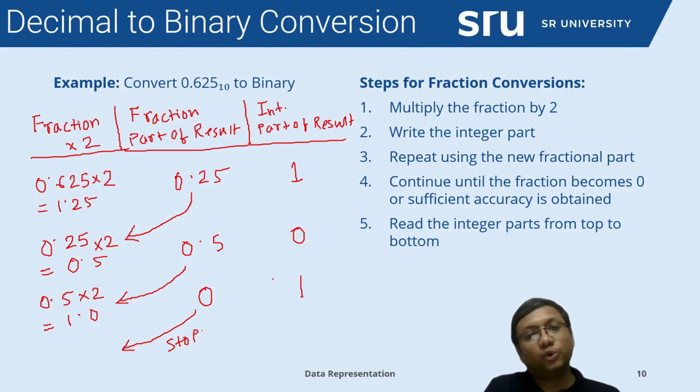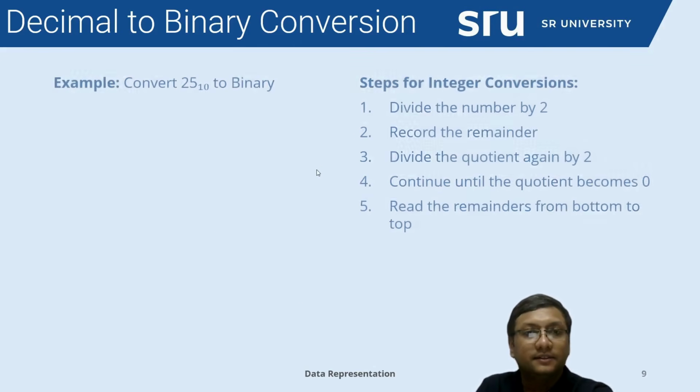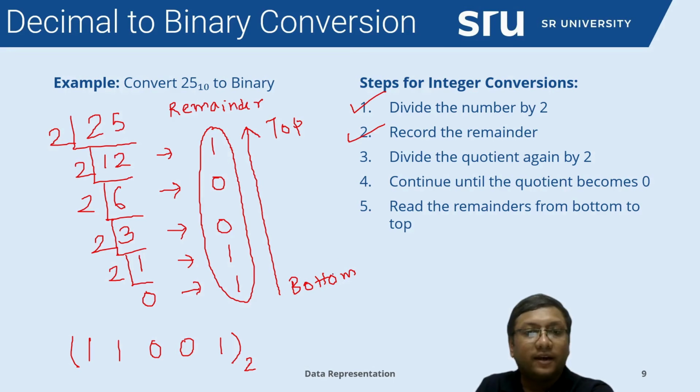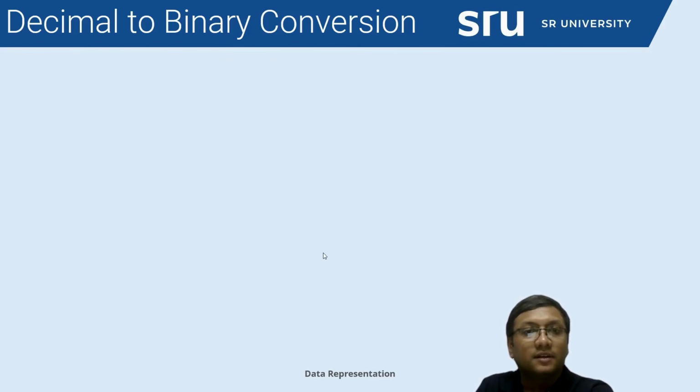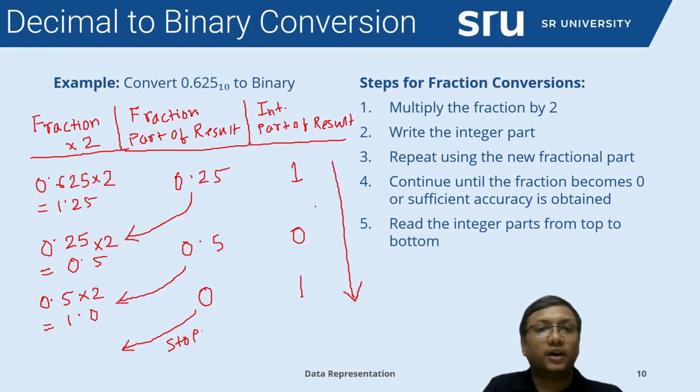Now it is very crucial to note that we need to record this integer part of the result from top to bottom. Please note that this is different from the integer conversion. For the integer, what we did, we recorded the numbers from bottom to top. Can you see that? But this time we are recording the numbers from top to bottom.